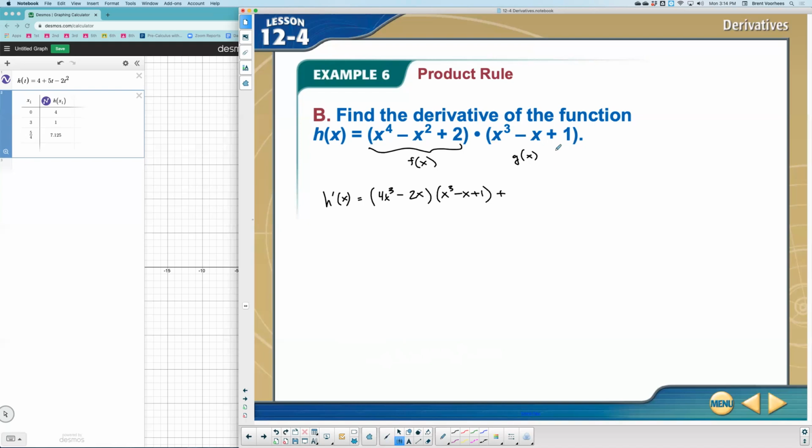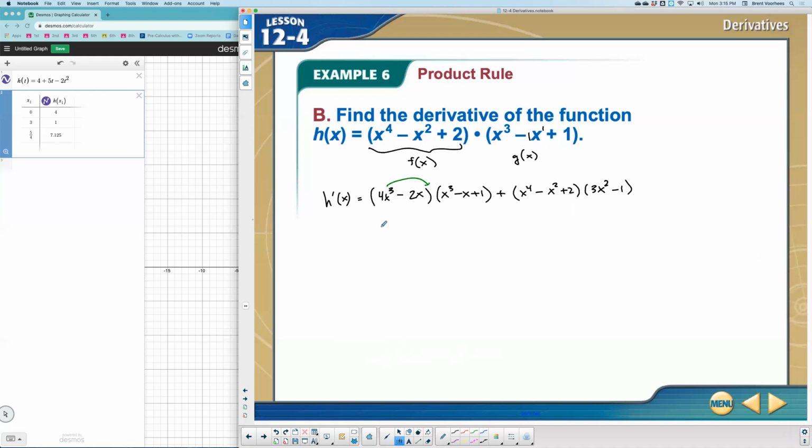And then we would add the derivative of g times f. So I'm going to first write an f here unchanged. X to the fourth minus x squared plus 2. And this would multiply times the derivative of g, which would be 3x squared minus 1. That becomes just a 1. The constant there disappears. So now once I distribute this, I'll be done.